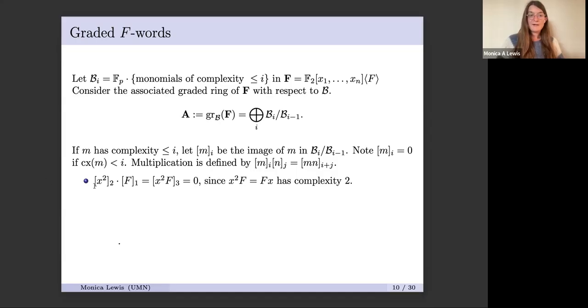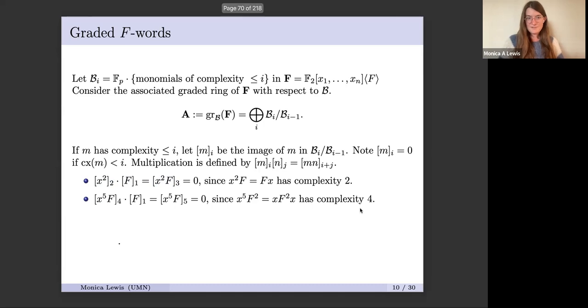If I take x squared, its symbol, which has degree 2, that's not 0, times f, its symbol has degree 1, that's not 0. I get x squared f, degree 3, but x squared f is the same as fx. So its image in B_3 mod B_2 is 0, since it has complexity 2. There's another example of something that gives 0 when you multiply two non-zero elements. So we should not expect a domain. It's also not commutative, right? xf is still not equal to fx, even if you are killing some elements for having the wrong degree.